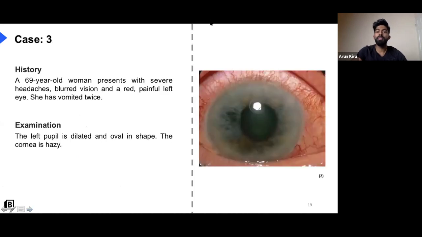Okay, any questions about that? Okay, great, let's move on. Next case, a 69-year-old woman presents with severe headaches, blurred vision, and a red, painful left eye. She has vomited twice. The left pupil is dilated and oval in shape. The cornea is hazy.